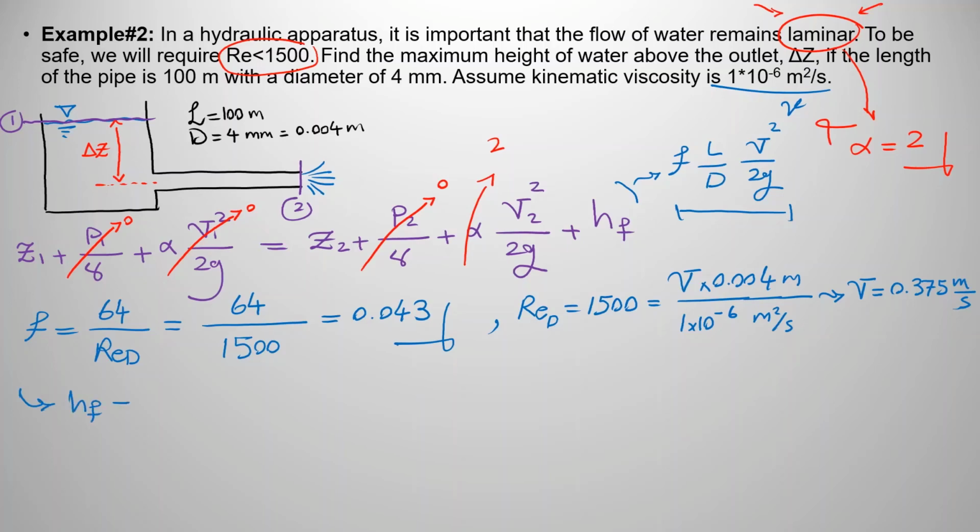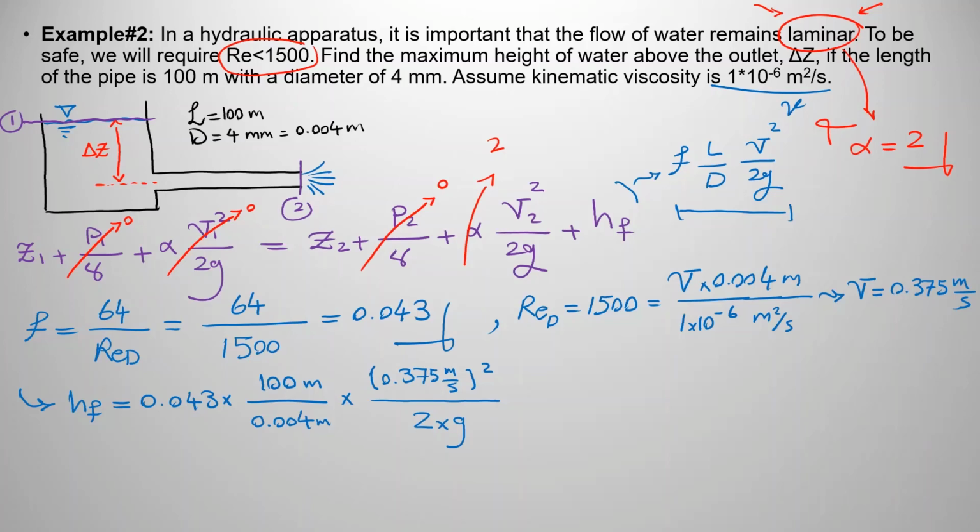HF is equal to F, 0.043, times, what's the length of the pipe? It is 100 meters. What's the diameter of the pipe? It is 0.004 meters times velocity. We just calculated that, 0.375 meters per second squared, and then 2 times g. Perfect. Now, we can easily calculate this. I haven't calculated it in my notes, but this can be calculated. We have all the values.